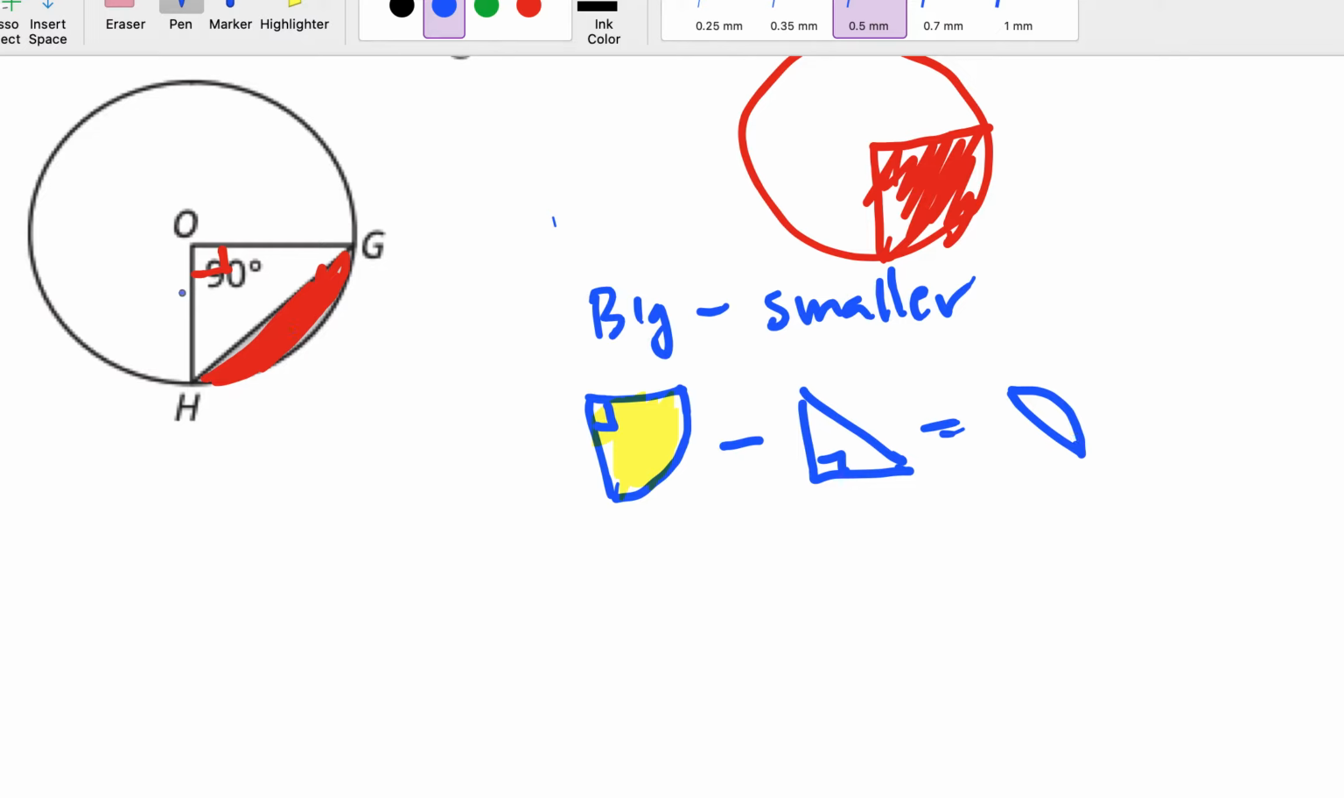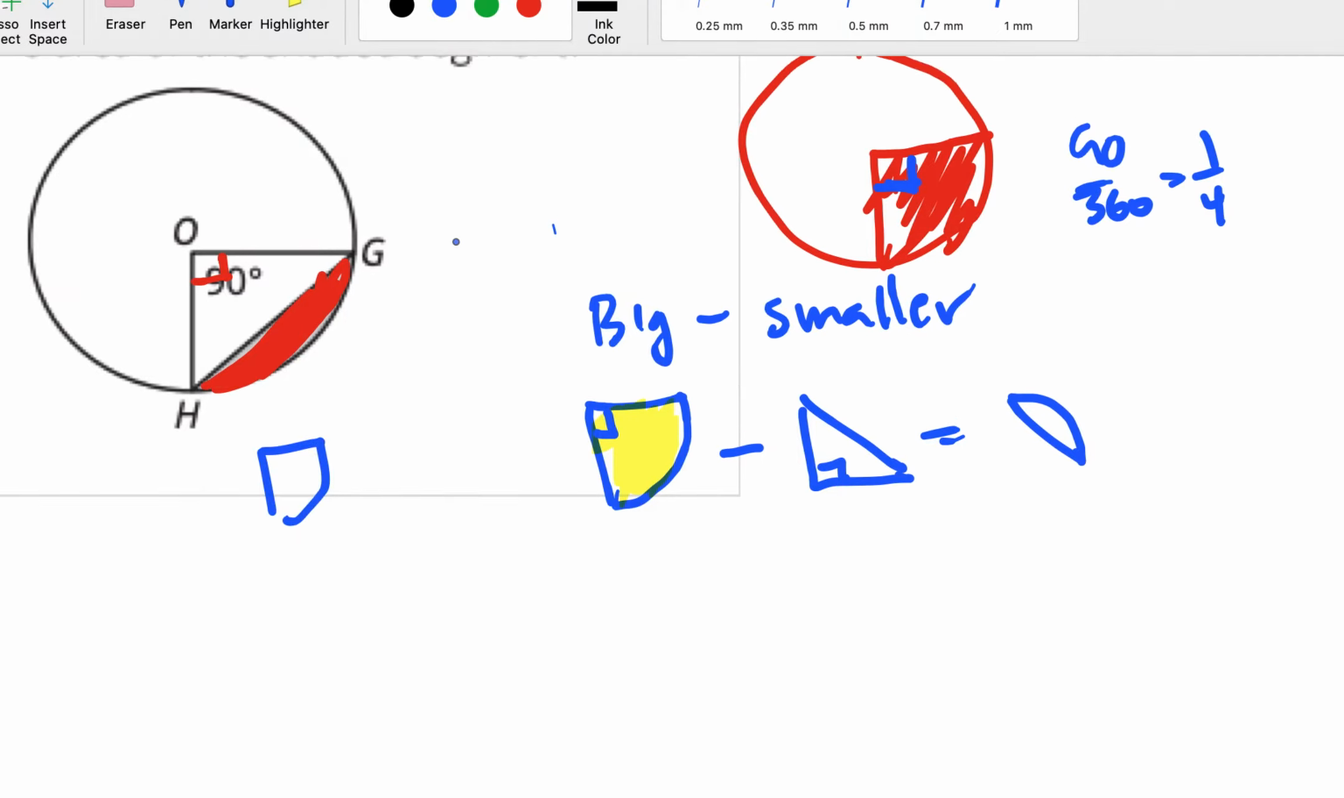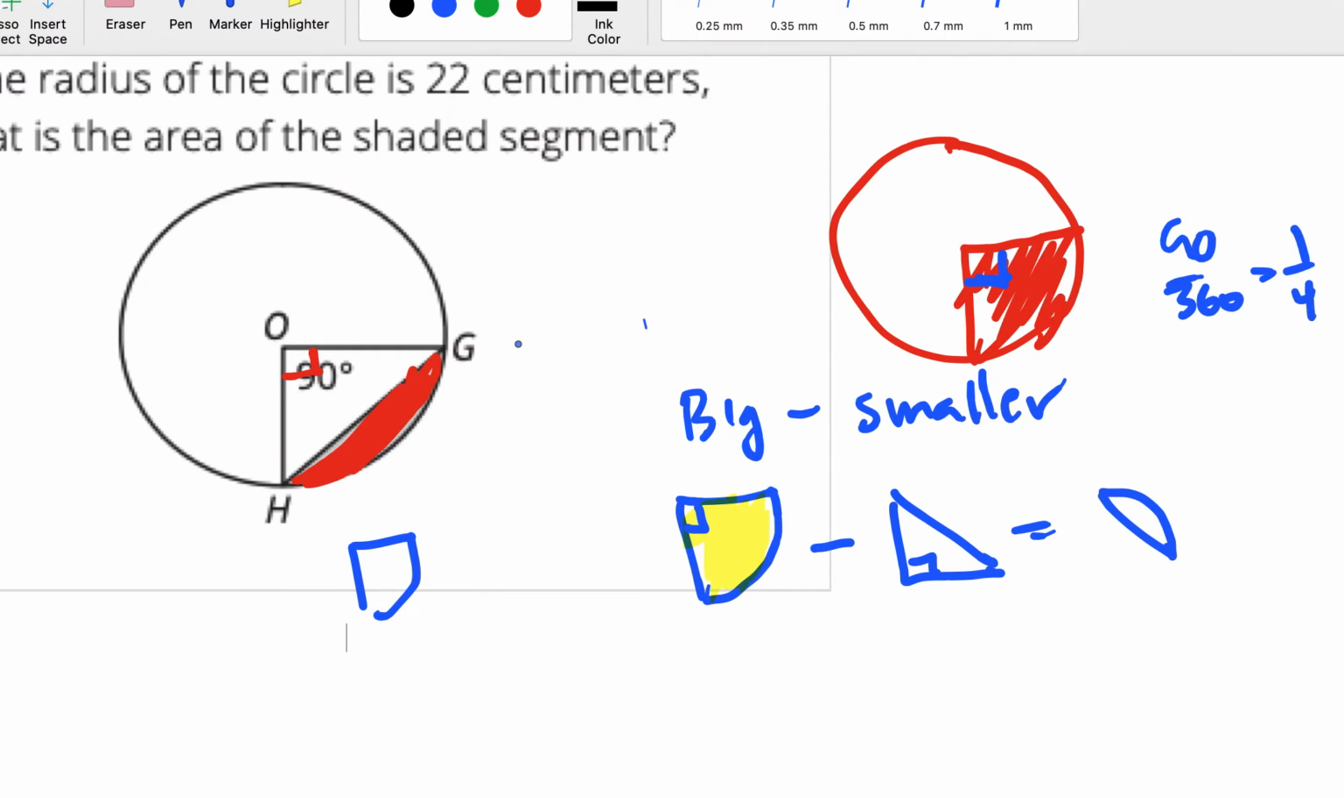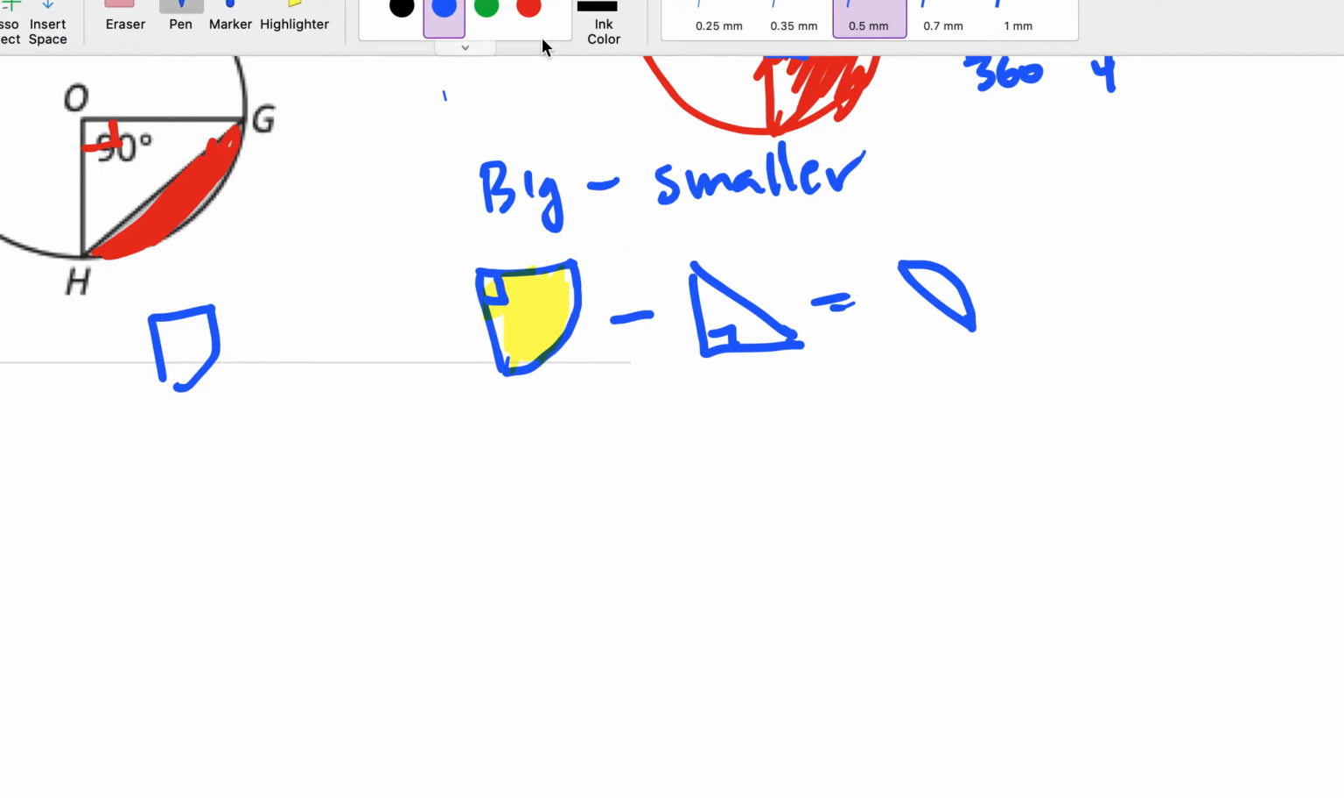So what we're looking at is a quarter of the circle, right? We get that as 90. 90 out of 360 is really a quarter. We can reduce it now or reduce it later. So we're going to find the area of the whole sector of this piece. And the radius we would need, the radius is 22. Make sure it says radius, not diameter. So the area is going to be pi radius squared. I'll put the 22 in.